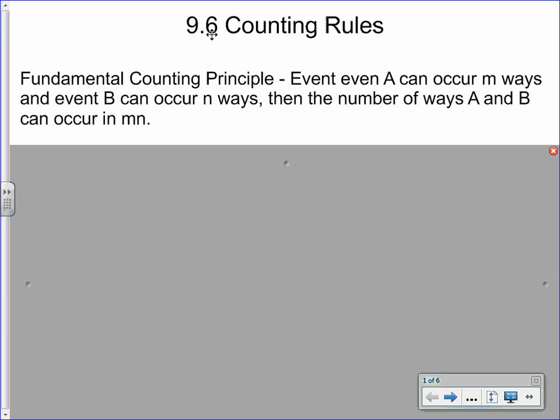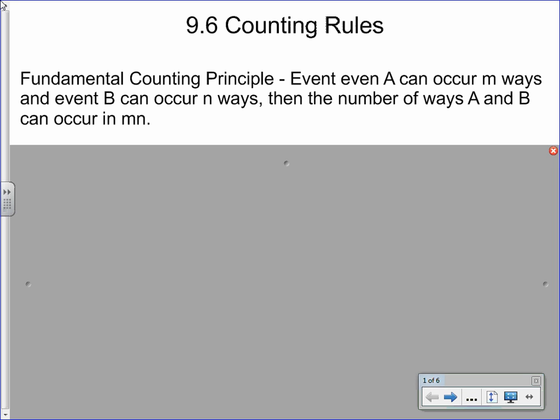Okay, here we go. Today we are going to go over our counting rules. So this should be a refresher course for you. All right, so the first thing we're going to talk about is the fundamental counting principle.